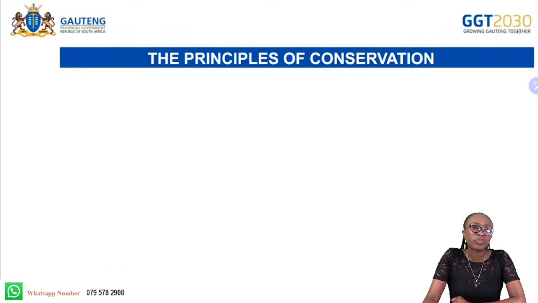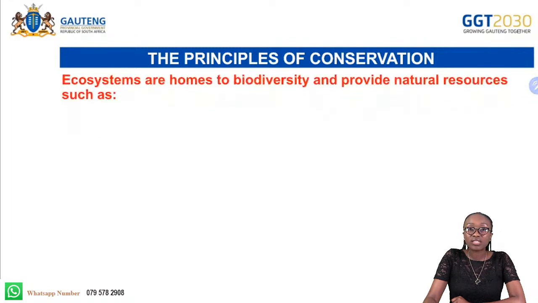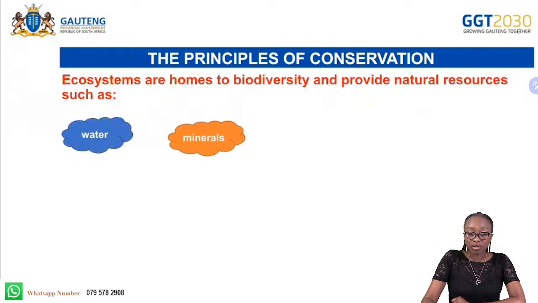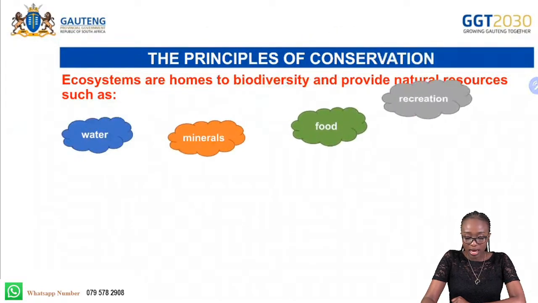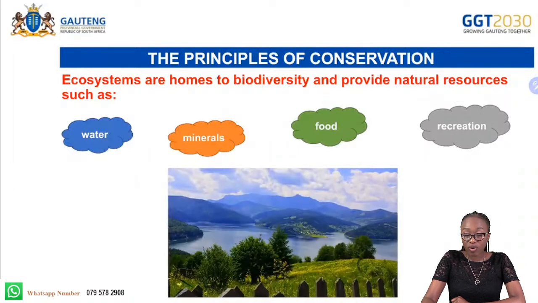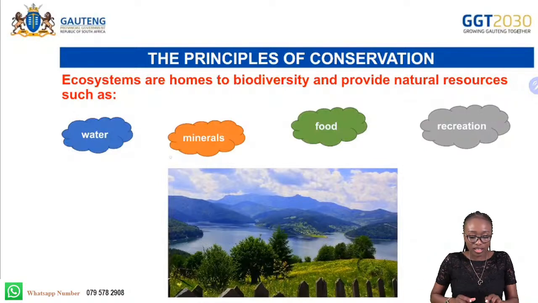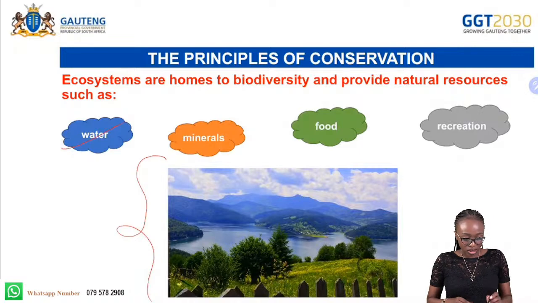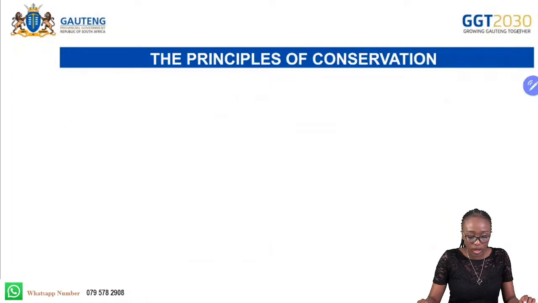Now let's learn about the principles of conservation. Ecosystems are homes to biodiversity and provide natural resources such as water, minerals, food, and recreation. So ecosystems provide all of these resources. And often when you look at an ecosystem, it looks this beautiful. You have this view.